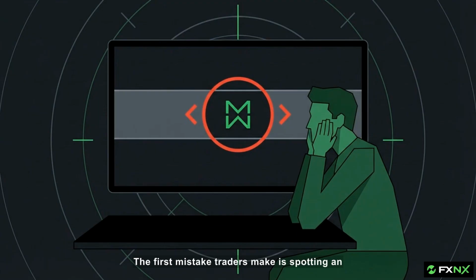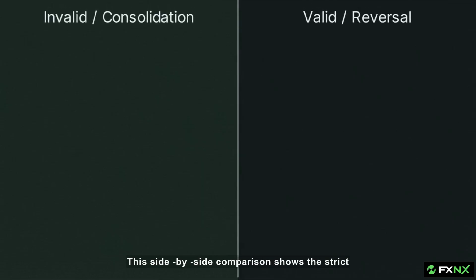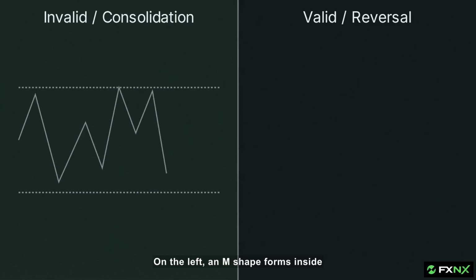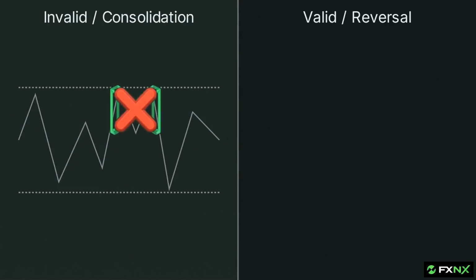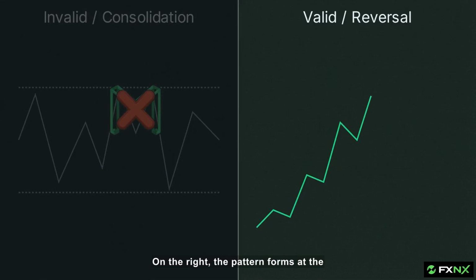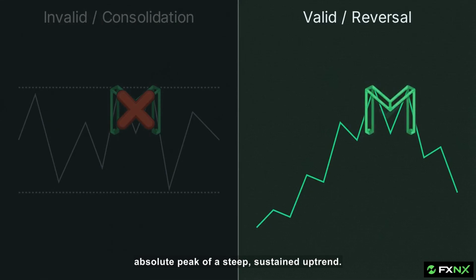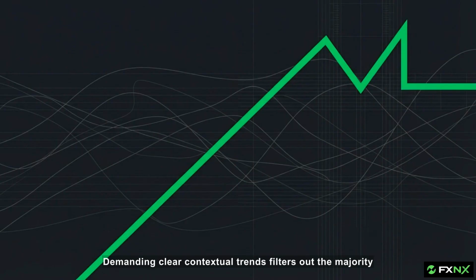The first mistake traders make is spotting an M or W shape while the market is simply drifting sideways in a consolidation range. This side-by-side comparison shows the strict prerequisite for these patterns. On the left, an M shape forms inside a flat horizontal channel. That is invalid. On the right, the pattern forms at the absolute peak of a steep, sustained uptrend. A valid reversal pattern cannot exist unless there is a powerful, established trend to reverse. Demanding clear contextual trends filters out the majority of losing setups before a trade is ever even considered.